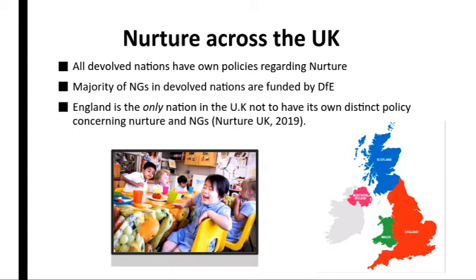And actually what I found out is that in order to receive their funding, these schools are then asked to adhere to a strict structure and criteria. And then of course, researching a bit more, I found that England was actually the only nation in the UK not to have its own distinct policy concerning nurture. And really what I find is that the majority of funding for English schools is derived from their own budgets. And for this reason, English schools are in control of how their nurture groups should be structured and how they should be managed.